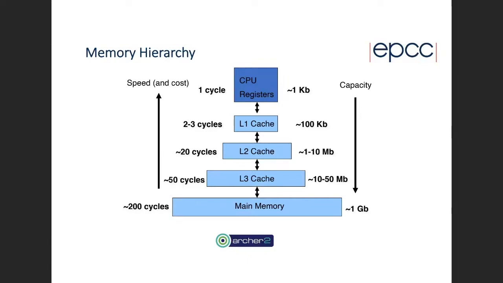To put some numbers on it, this is what our memory hierarchy looks like. At the top we have the CPU, whose storage is the registers. There's on the order of a kilobyte of storage, which can be accessed in one clock cycle. Then we go down to the level one cache, which might be on the order of 100 kilobytes, with a handful of clock cycles to access it. Level two cache is a few megabytes, and maybe something like 20 cycles. Level three cache is tens of megabytes, 50 cycles-ish, and then all the way down to main memory, where we have gigabytes of storage, but it takes maybe on the order of 200 clock cycles to access the data.